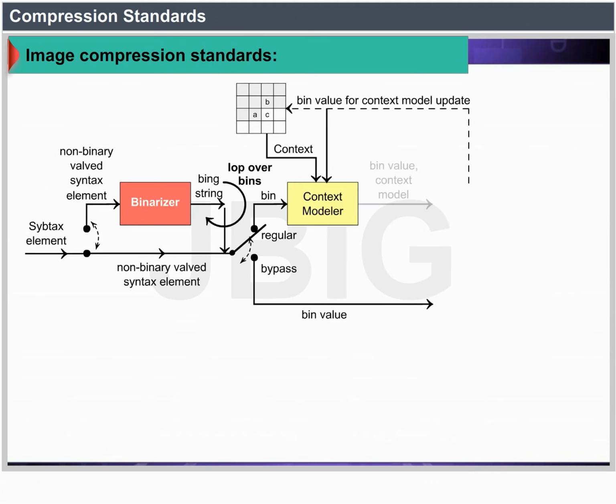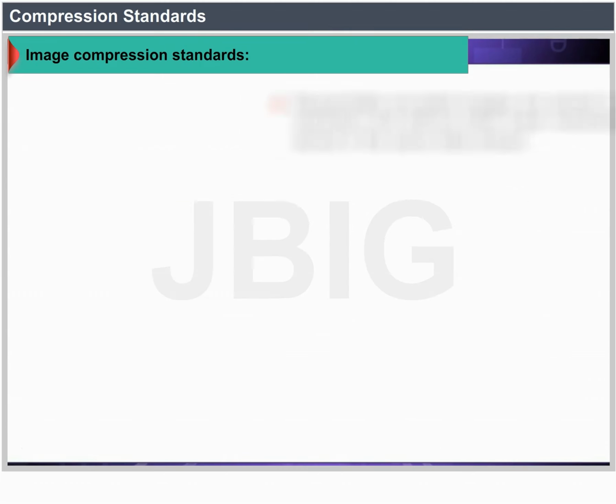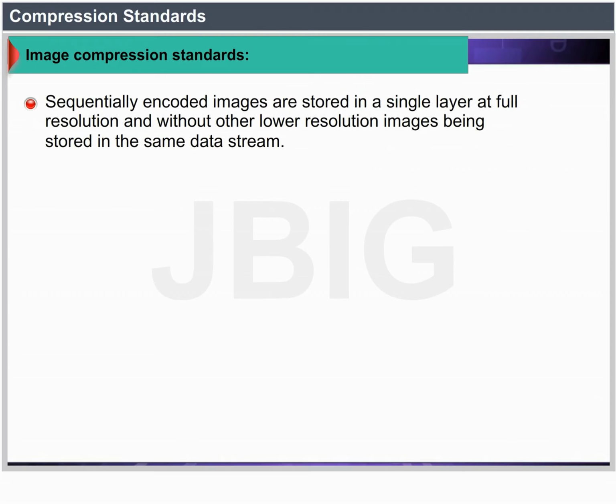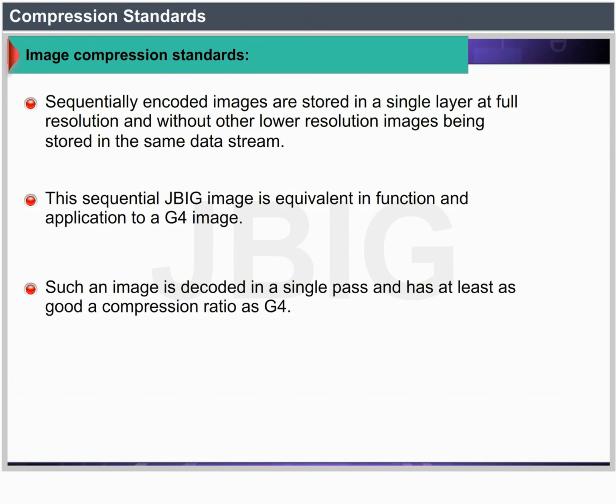JBIG images may be encoded sequentially or progressively. Sequentially encoded images are stored in a single layer at full resolution, without other lower resolution images being stored in the same data stream. This sequential JBIG image is equivalent in function and application to a G4 image. Such an image is decoded in a single pass and has at least as good a compression ratio as G4.